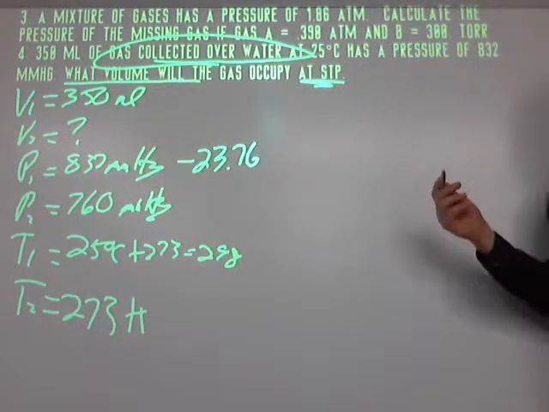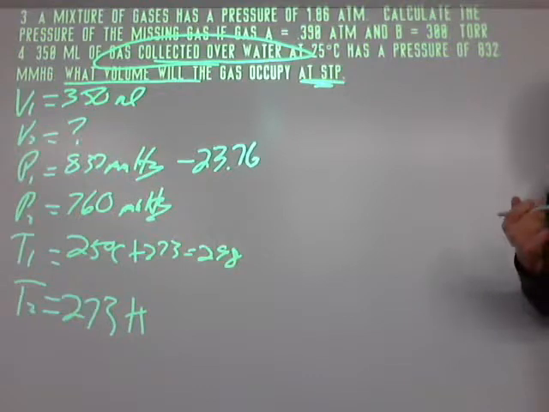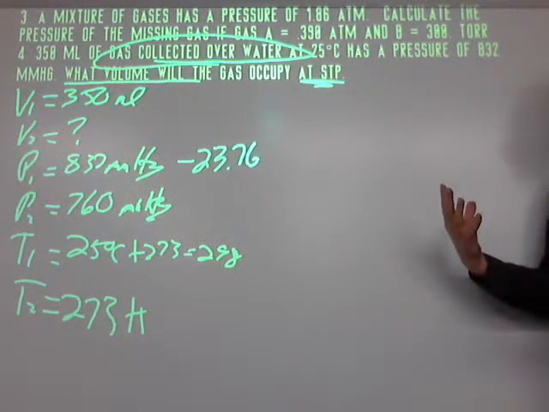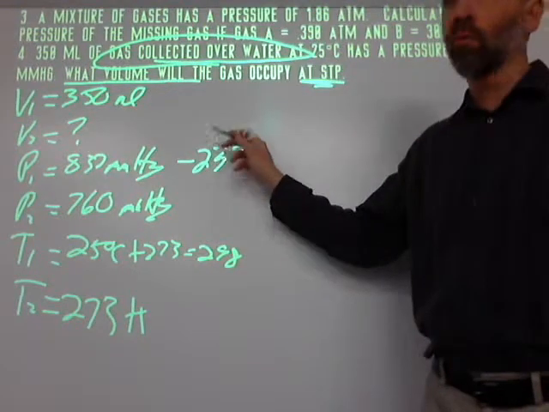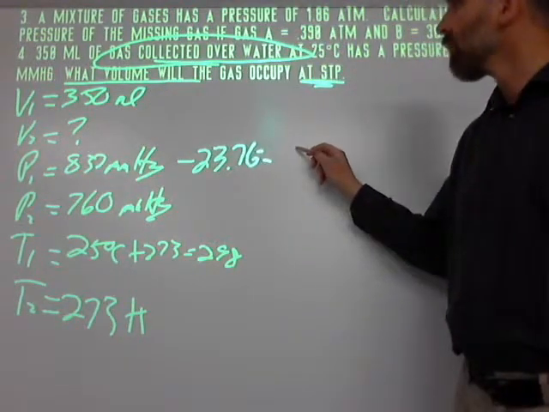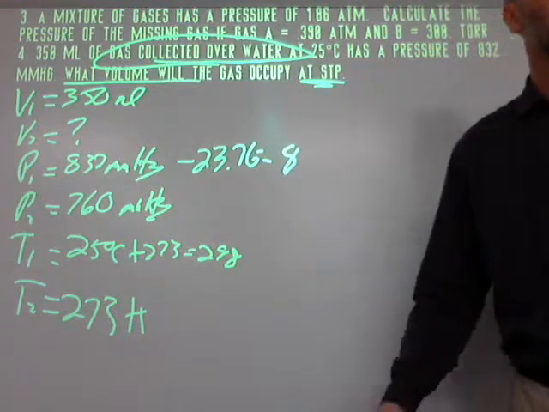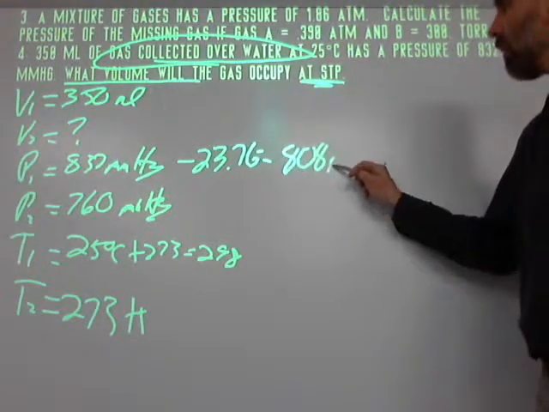I've got to round up. 832 only has 3 significant figures and no decimal places beyond that. So I'm going to pretty much round that guy up to 24 and subtract him from there, and I would get whatever that is. 808? Okay, millimeters of mercury.